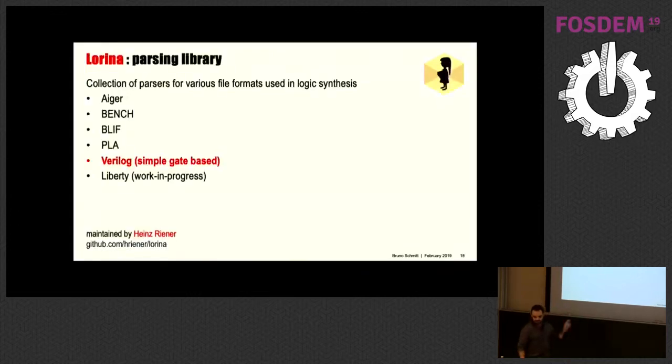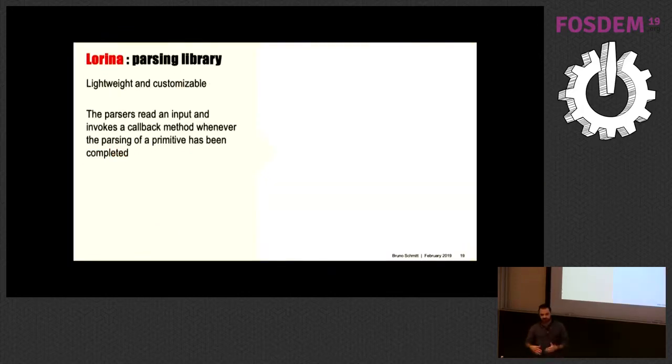For parsing, we will use the Lorina library, which has a collection of parsers for various file formats used in logic synthesis. We have AIGER, Bench, BLIF, PLA, Verilog, but very simple gate-based Verilog, and that's the reason why the Verilog looked so weird in the previous slide. We are also able to parse Liberty files. That's still a work in progress. And the library itself is lightweight and quite customizable.